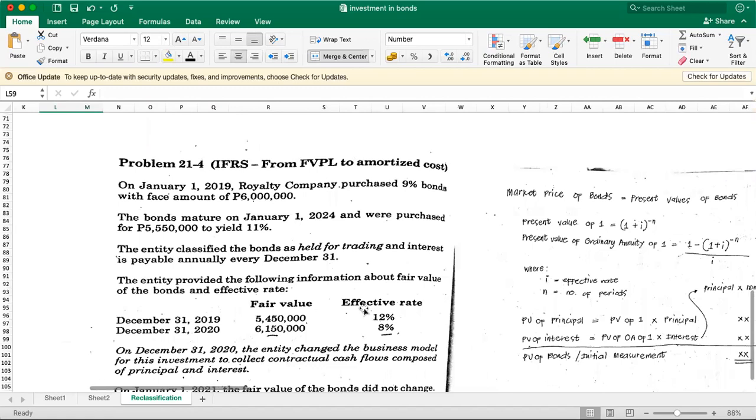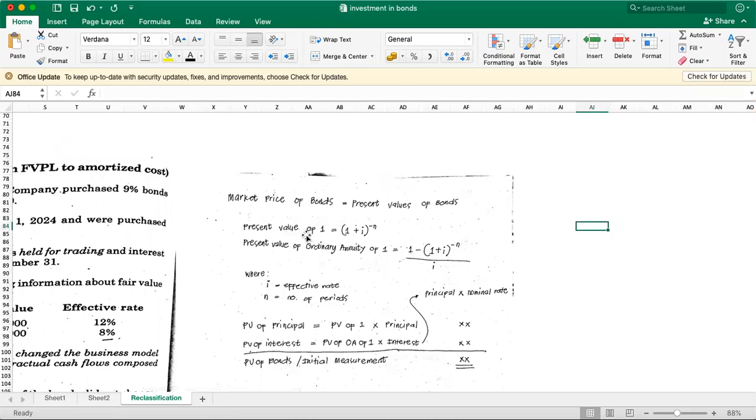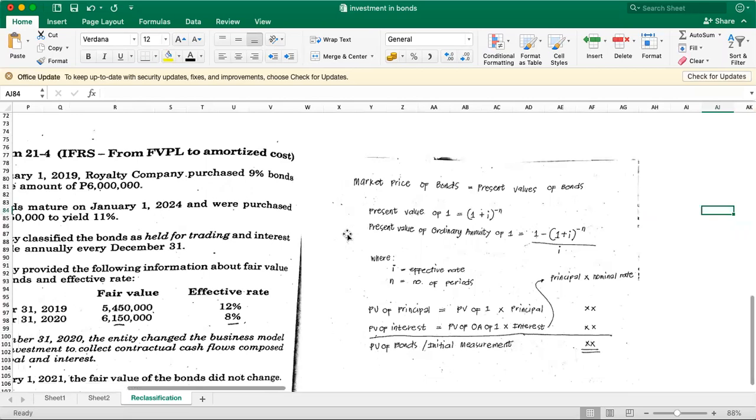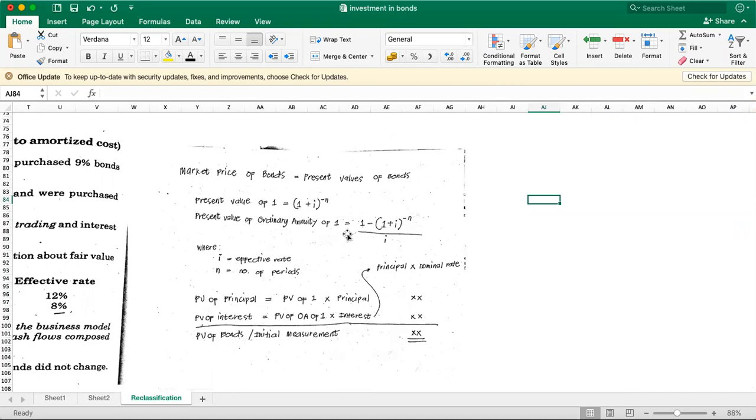So, using this formula, medyo mahirap dito sa Excel gawin yung amount, but gawin natin yung computation na lang sa calculator. So, using 7% effective interest rate, you have present value of 1. That's 1 plus, magkano yung ginamit natin na lower effective rate? That's 7%. So, 1 plus 7% raised to negative, magkano yung periods natin? Take note, 5 years, but naging amortized cost after starting for the 3rd year. So, therefore, 3 years yung N natin. So, 1 plus 7% raised to negative 3.